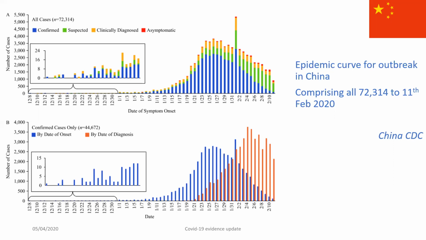The top graph shows a very small number of cases in December, with significant escalation in early January, followed by an explosion in mid-January, which then tails off into February. Overall, this curve is consistent with a highly contagious infection with rapid person-to-person transmission in a highly susceptible population.